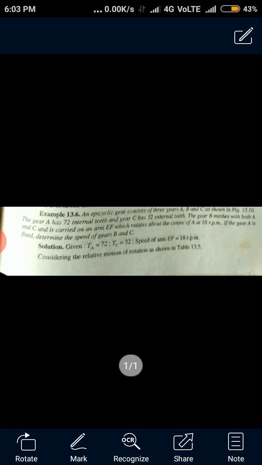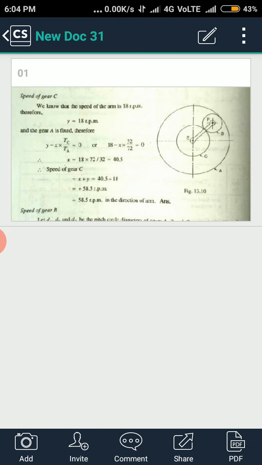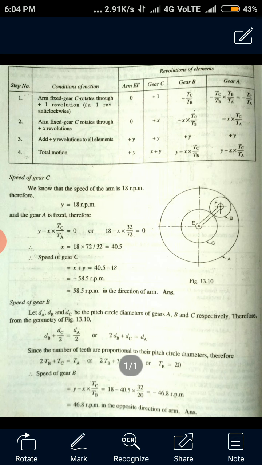So what is given in the data? TA, the number of teeth on internal gear A, is 72, gear C, TC, is 32, and the speed of the arm EF is 18 rpm. First we look at the sketch. Gear A is an internal gear, that means gear A is meshing internally. You need to understand that carefully. Whenever he says internal gear, it meshes internally. If it has external teeth, that means it is meshing externally.